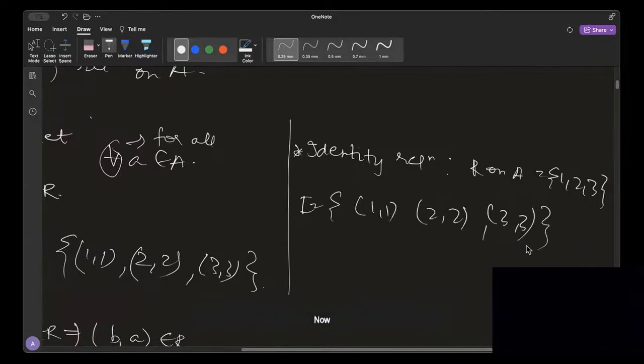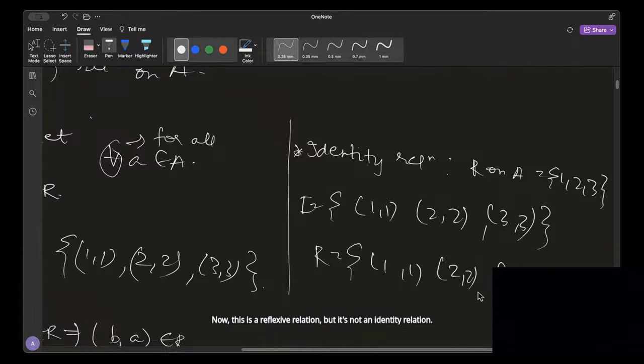Now, is an identity relation a reflexive relation? Yes. Is every reflexive relation an identity relation? No. This is an identity relation. Now look at this relation: (1, 1), (2, 2), (3, 3), and (3, 2). This is a reflexive relation, but it's not an identity relation. That's the difference. This is reflexive. This is identity and reflexive both.